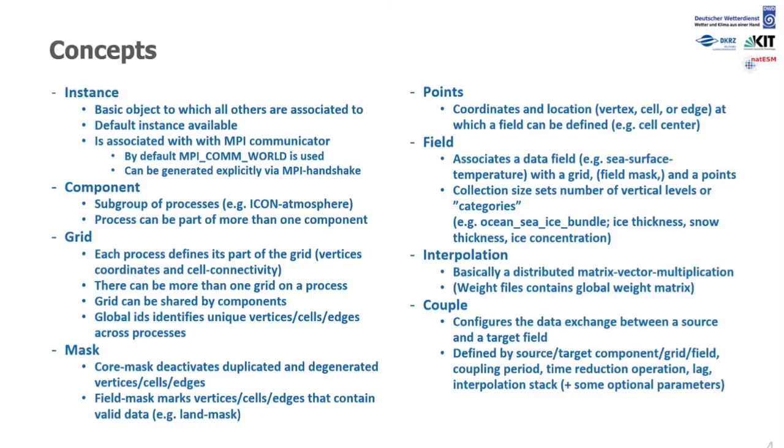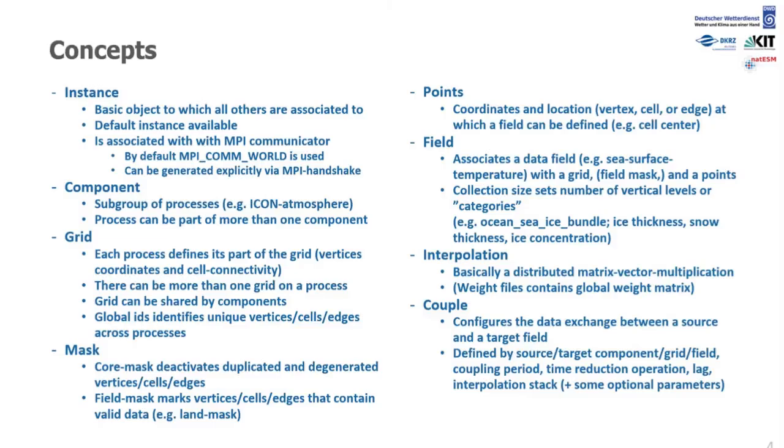Then we have grids. This is basically just your vertices and cell connectivity. But with YAC, each process only defines its local part of its grid, and no process sees at any point the overall global grid, because for very high resolution grids, there would be an issue with memory. You can have more than one grid on a process. For example, your global part of the grid, and if you have nesting, you can have a part of your nest, for example.